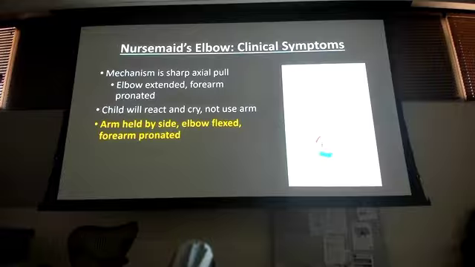But they refuse to use the arm, and they react and cry when you try to get near them, right? You're the big, bad, scary provider. So a lot of times I sit down, get down to their level, try to reassure them, and then offer them candy like a creepy person, okay? So you'll find them with their arm held to their side, elbow flexed, and forearm pronated.